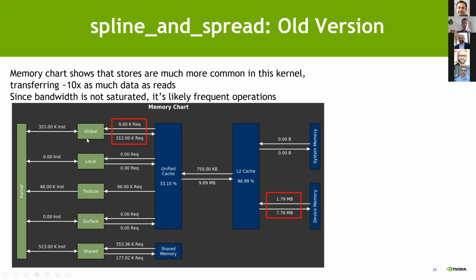And what we see here is that there are a lot of global instructions accessing global memory. There are also a lot accessing shared memory. But the number of requests to store is a lot higher than the number of requests for loads, which then results in a lot of store traffic from L1 to L2 and to device memory, but not the other way around. But we already know that our bandwidth is not saturated, right? We're only at 50%. So it's likely the frequent operations that are the problem and not the bandwidth that those operations generate.